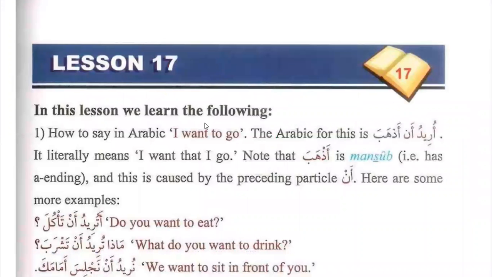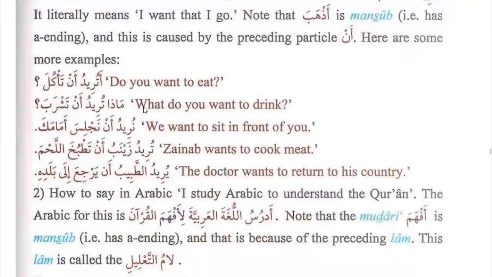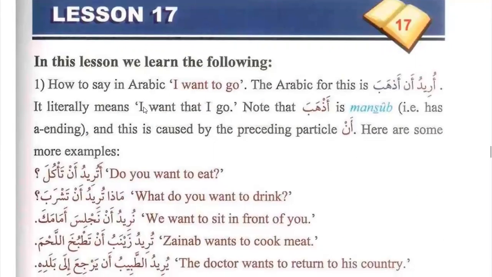Lesson number 17. Here you will learn about the particle an, which means to. The particle an means to, and it makes the fi'l muzari mansub. Normally we use azhabu, ta'kulu, tashrabu, najlisu. But after the addition of an, it becomes mansub: azhaba, ta'kula, tashraba, najlisa. So this particle an makes the fi'l muzari mansub.